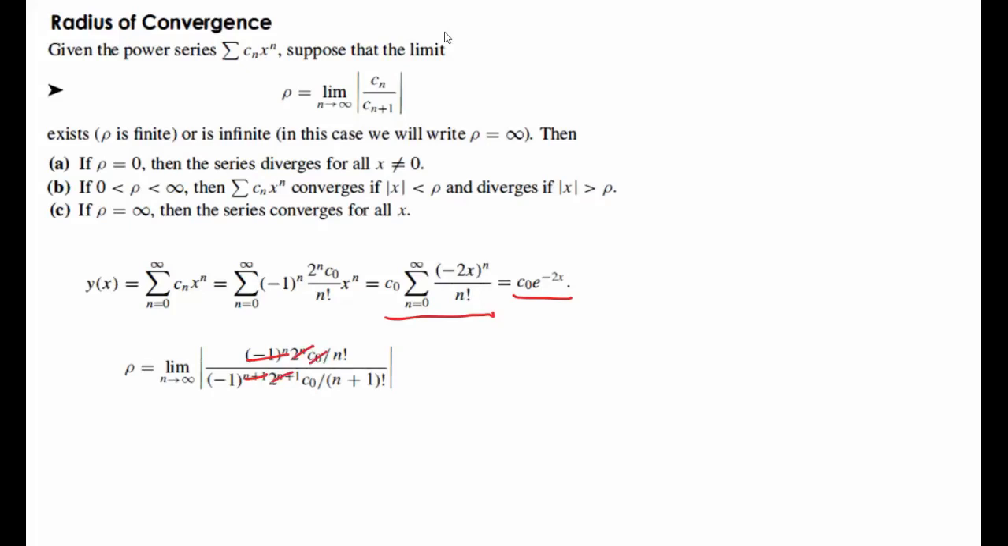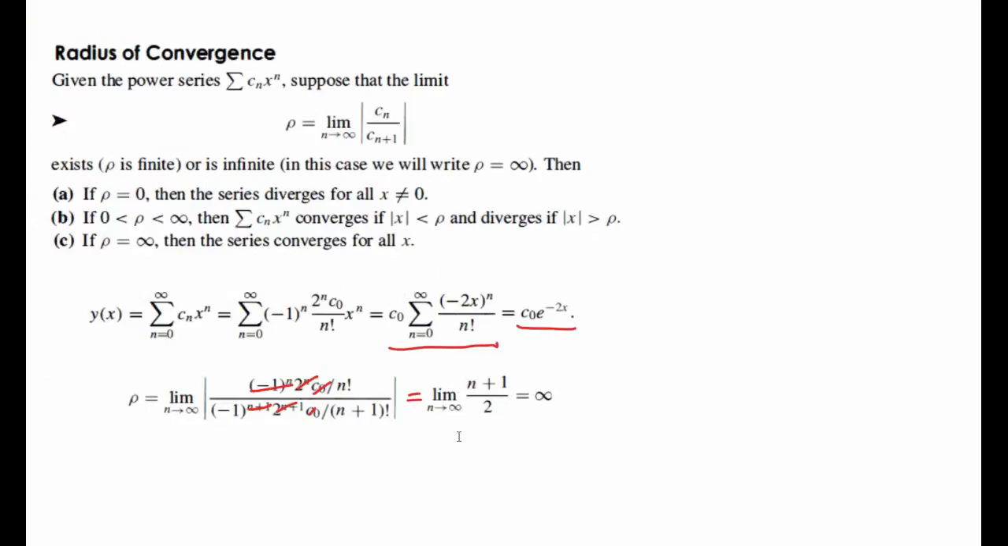The C0 cancels, and this is upside down, so the n factorial will cancel and leave us with just n plus 1 essentially. So this is just going to be equal to the limit as n goes to infinity of n plus 1 over 2, which goes to infinity, and an infinite radius of convergence. As you can see, this is category C, which means that the series converges for all x. And that's what actually happens in this case, because as we know, the Maclaurin series in fact converges to C0 e to the minus 2x.